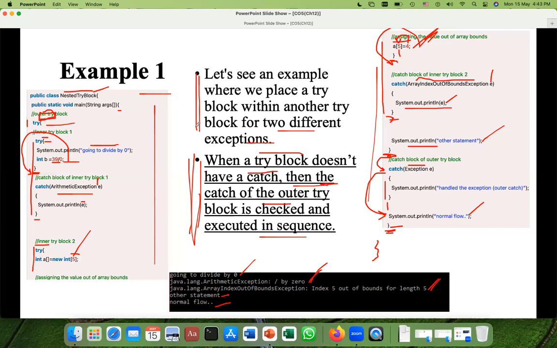So this first point, this example one, is with this point, in which it is saying that we place a try block within another try block. So here we are placing try block within another try block for two different exceptions. Here we have one exception, here we have second exception. Okay, so this first point is for the example one. This is with the next example.